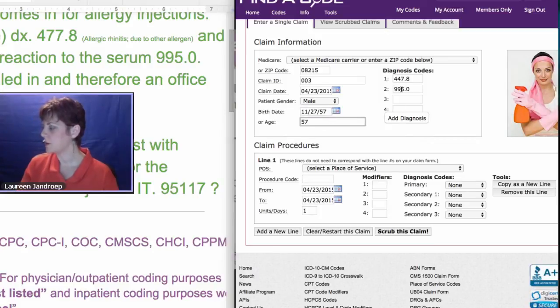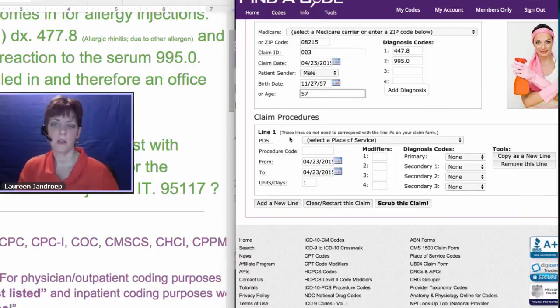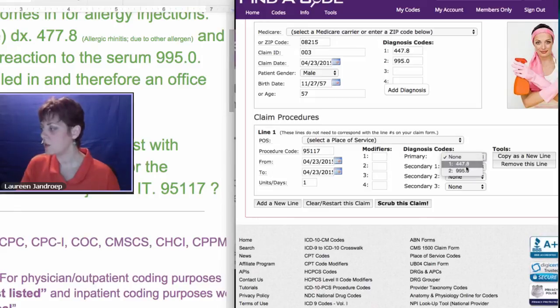Okay, so these are our two diagnoses, and now we're going to come down to a universal 1500 form. You're going to have 6 lines for procedures, so that's what they mean by line 1. We're going to put in our first procedure, which was the 95117. Those were the 2 shots. And this is where you ask, do I need a modifier? No. What diagnosis of the 2 I put above supports this? Well, that was the allergic rhinitis, so I'm going to pick that.